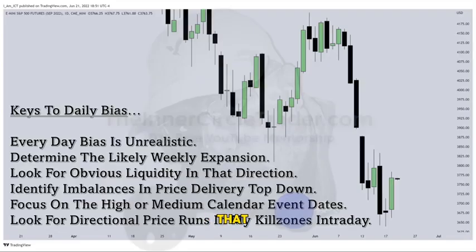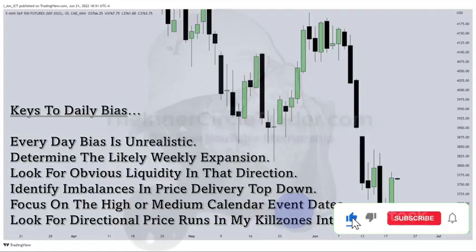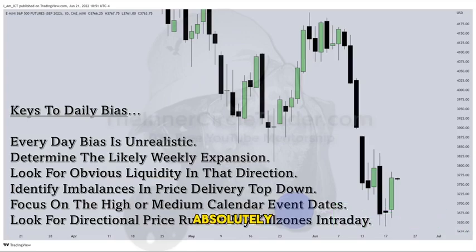And I'm looking for that setup and that directional price run inside my kill zones intraday, at the same time the economic calendar is suggesting a high impact or medium impact news event is likely. So what did I just teach you here? I basically said that there is absolutely no expectation on my part to know the bias every single day of every single calendar trading day. I'm only focusing on these sweet spots, these low-hanging fruit days where everything's coming together, all the stars are lining up.